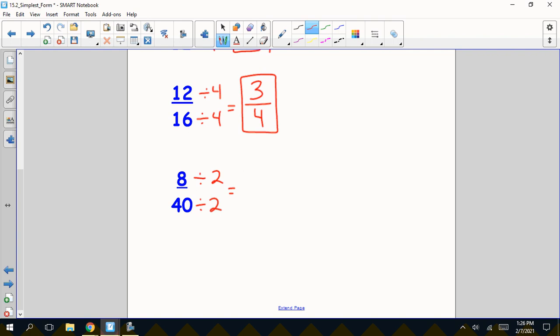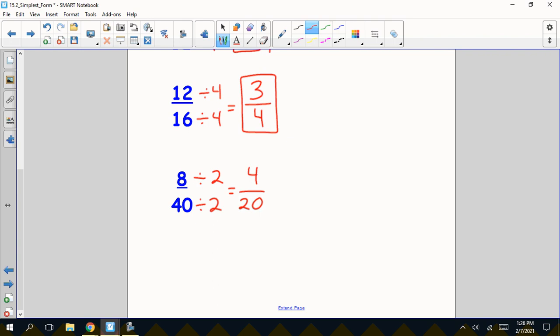8 divided by 2 is 4. 40 divided by 2 is 20. Now, if I look at those, I don't think that's in simplest form. I think I can find something else that goes into both of those numbers.